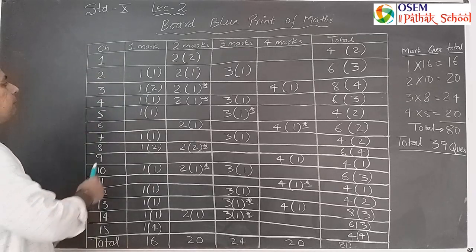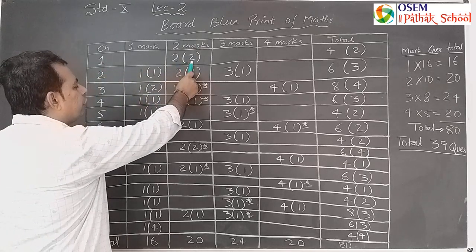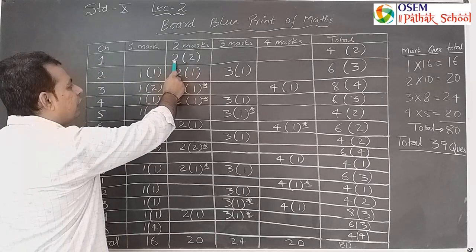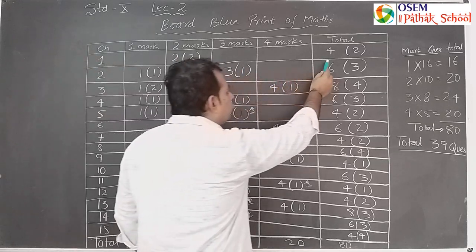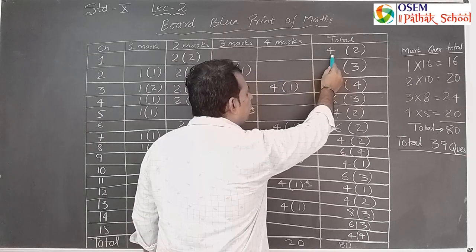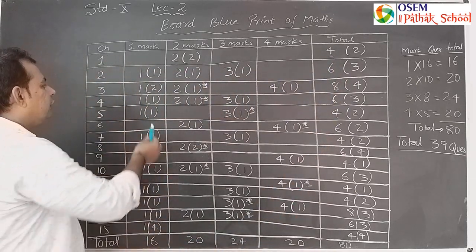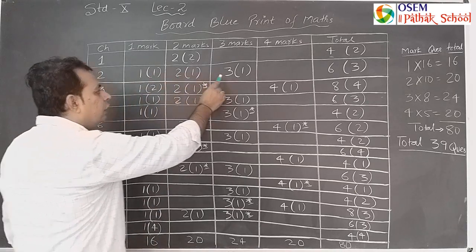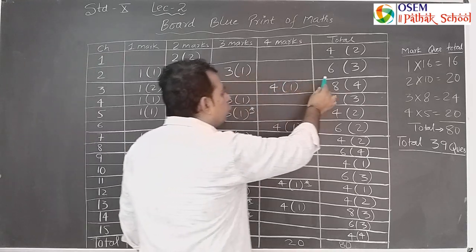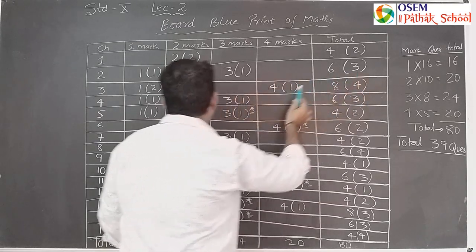Now I am going to show you that in chapter number 1, 2 marks 2 questions will be there. This is marks and this is questions. So the total marks this chapter contains is 4. Chapter number 2, polynomials, contains 1 mark 1 question, 2 marks 1 question and 3 marks 1 question. So total marks will be 6 and total questions will be 3.